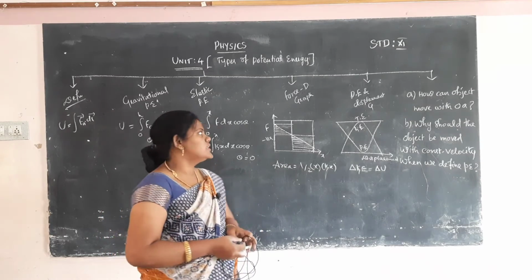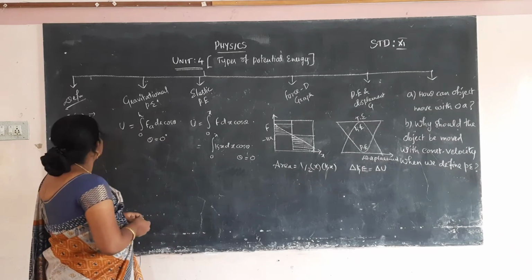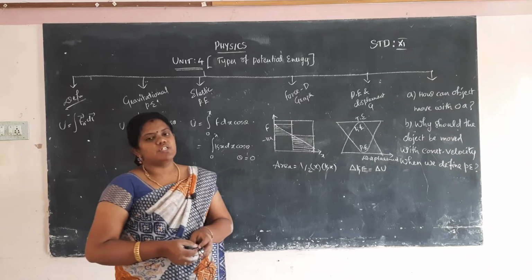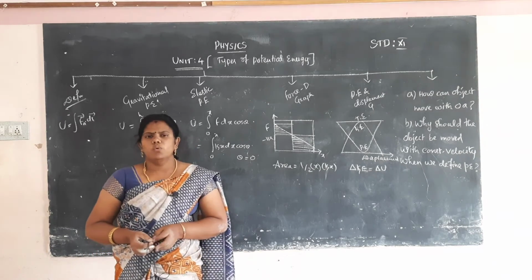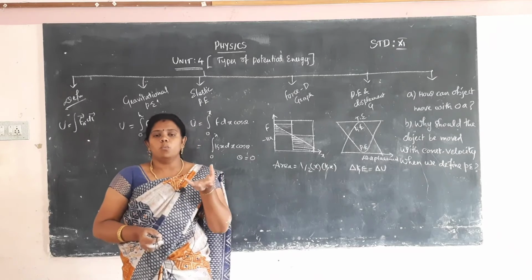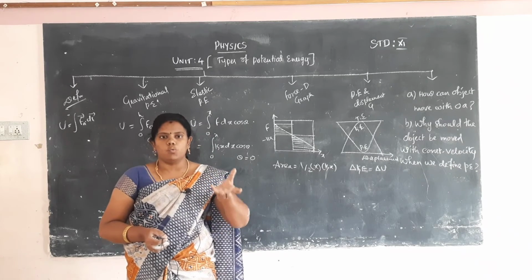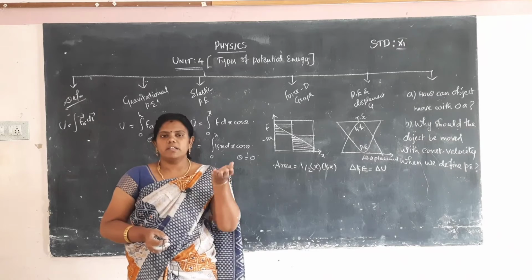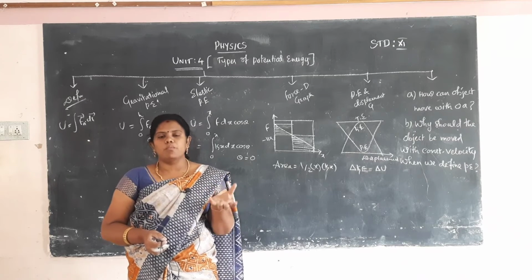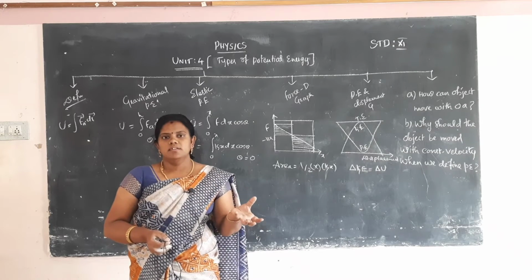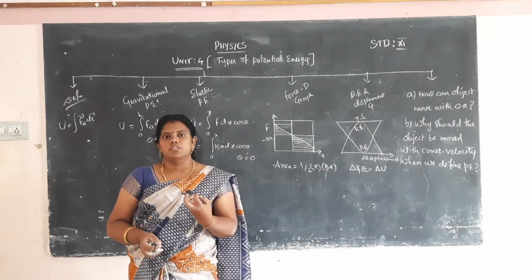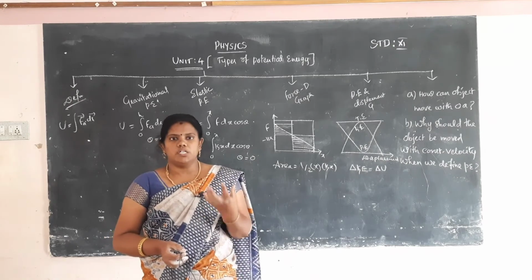In today's session, I will explain types of potential energy. I already explained in the previous session what potential energy is. What is called potential energy? Potential means work done by an object, so that the object is moved from one point to another point. Definitely the object will have some energy, which is called potential energy.